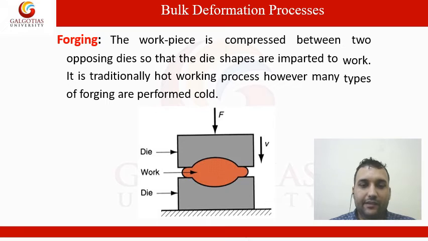In this process, the workpiece is pressed between two dies. Here you can see in this diagram, the force F is applied on the upper part of the die, and the workpiece is placed between the two dies, and then this tends to change the workpiece shape.